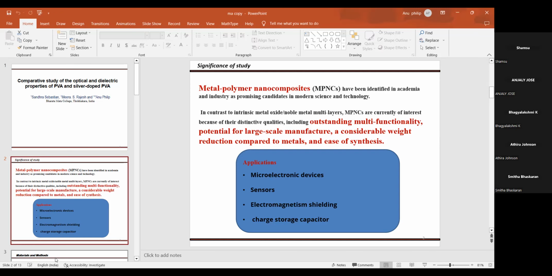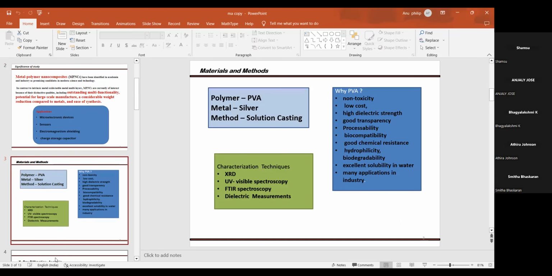This study investigates the effect of silver doping on the optical and dielectric properties of PVA. The structural characterization was done using XRD analysis, and optical characterization was performed by FTIR and UV visible spectroscopy. Dielectric measurements were done on both doped and undoped samples using an impedance analyzer. In this study, the polymer material is PVA and the metal is silver. The method of deposition is a simple solution casting method. Why did I choose PVA? Due to its superior properties like non-toxicity, low cost, good transparency, and biocompatibility. Moreover, it has many applications in industry nowadays.